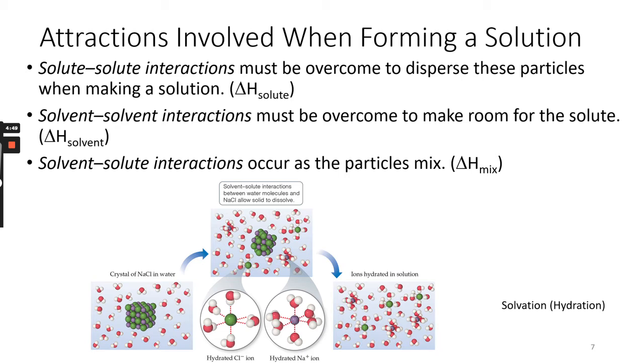Say your solvent is water. Water molecules are hydrogen bonded to each other. You actually have to break those hydrogen bonds to make room for your solute. And the energy term for breaking those hydrogen bonds is delta H solvent. Then you have to have the two come together and mix. That is your solvent-solute interactions. And the enthalpy or energy associated with that, we're going to call delta H mix, because we're mixing our solute and solvent.